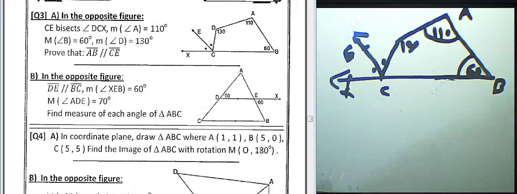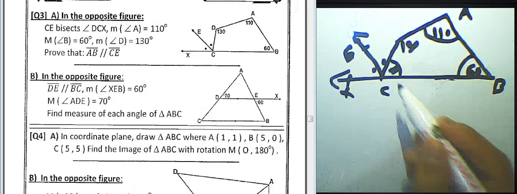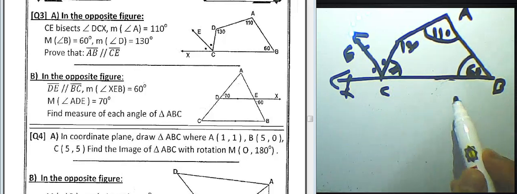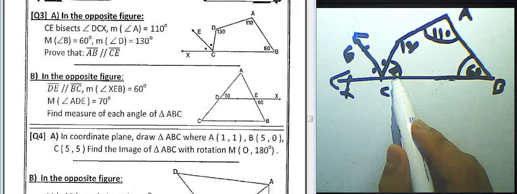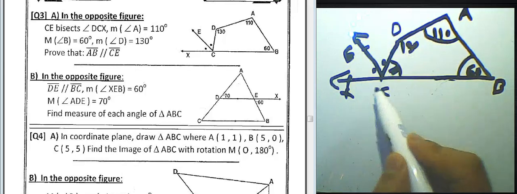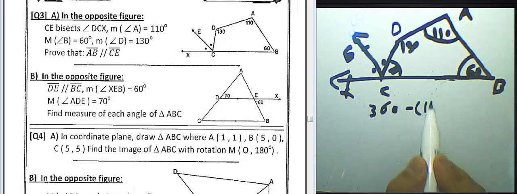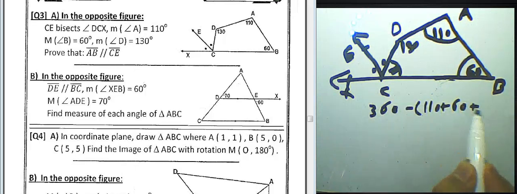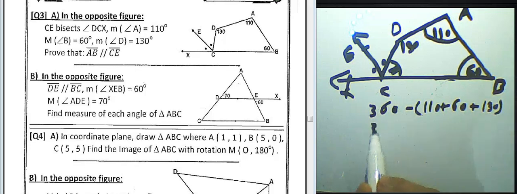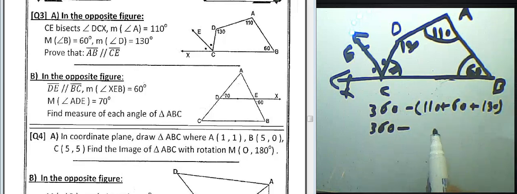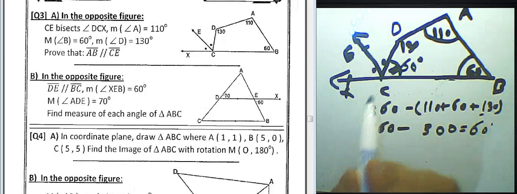We can find the measure of this angle first, because the sum of the interior angles of a quadrilateral equals 360. This is the measure of angle DCB, equal to 360 subtract 110 plus 60 plus 130. 360 subtract the sum of them. It will be what? 0 here. 3 plus 6 is 9. 9 plus 1 equals 10. 0 and carry 1. 1 plus 1 is 2. 2 plus 1 is 3. The result will be 60 degrees. Then the measure of this angle will be 60 degrees.